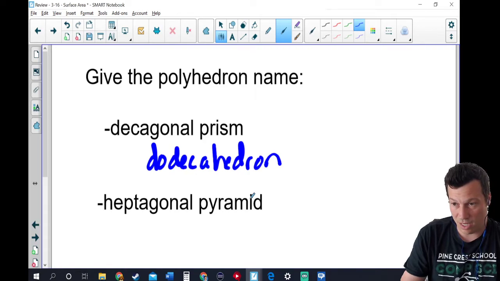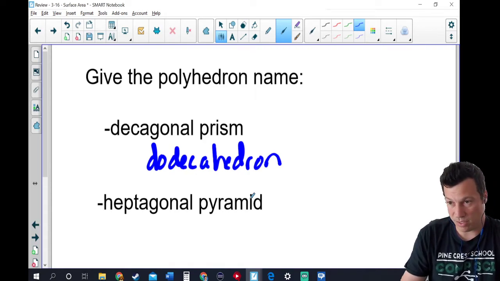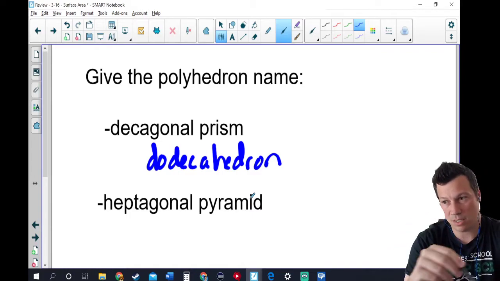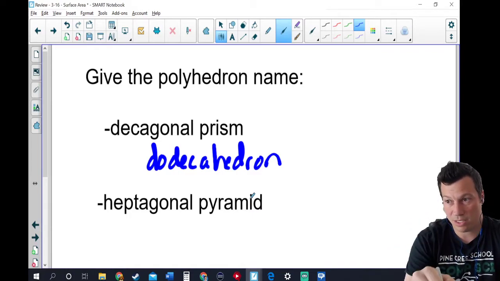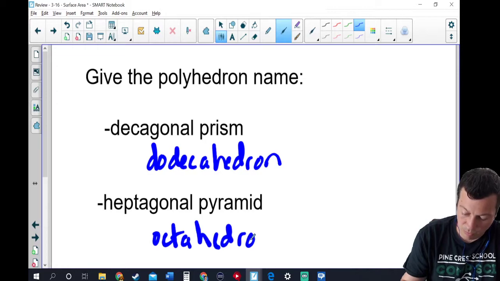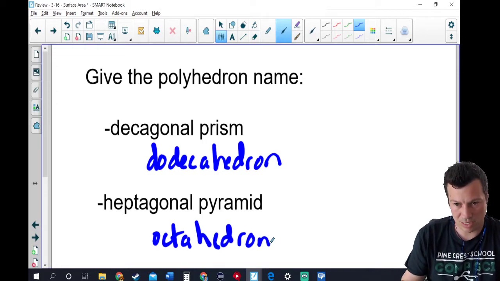And then if it's a heptagonal pyramid, well, we know the pyramid has one base, and a heptagon is the shape of its base, which means it's going to have 7 sides, which means it's going to have 7 lateral faces. If it has 7 lateral faces, plus the one base for the pyramid, there's going to be 8 faces total. If there's 8 faces, that's an octahedron. So we want to make sure we can do those things, and it also goes in reverse.